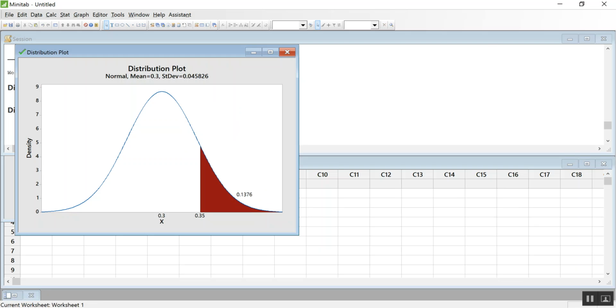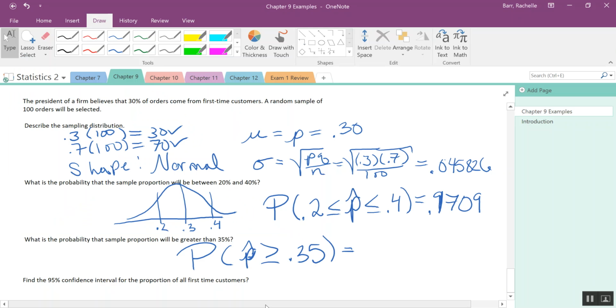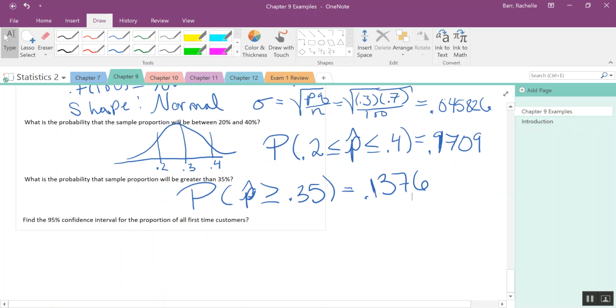Alrighty. Let's go back to my notes and make note of that answer. 0.1376. Alrighty, last but not leastly, we are asked, what is the confidence interval for the proportion of first-time customers?